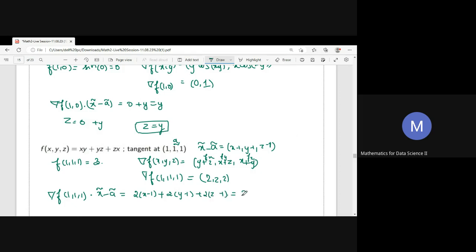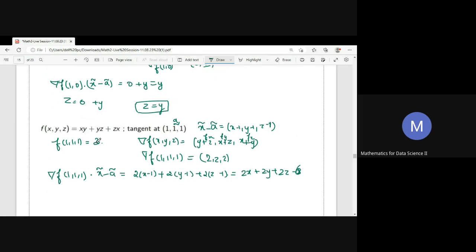So this is 2x plus 2y plus 2z minus 3. Sorry, minus 6. Minus 2, right? And here you have a 3. So f of 1, 1, 1 and del f of 1, 1, 1. Since the z coordinate is already here, maybe I will take something like a w, which is 3 plus 2x plus 2y plus 2z minus 6, which is 2x plus 2y plus 2z minus 3.